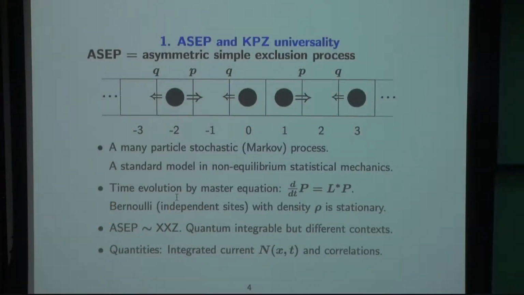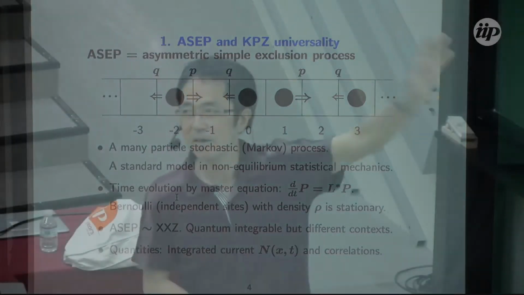Okay, so let's start from the single component case, ASEP and KPZ. How many people haven't heard about ASEP? Okay, so there are still some. Okay, let's really start from the beginning. This is an abbreviation of asymmetric simple exclusion process. If you take the first letters, then ASEP.